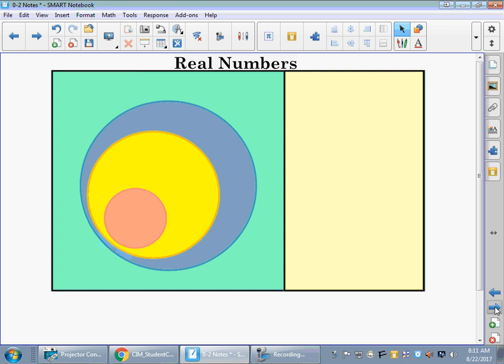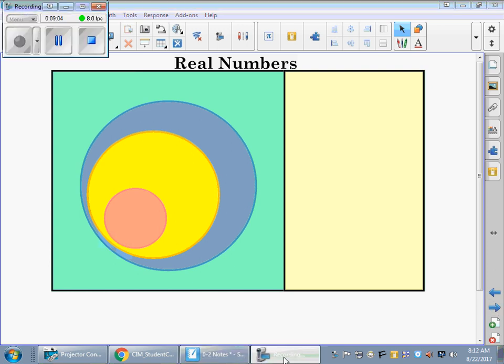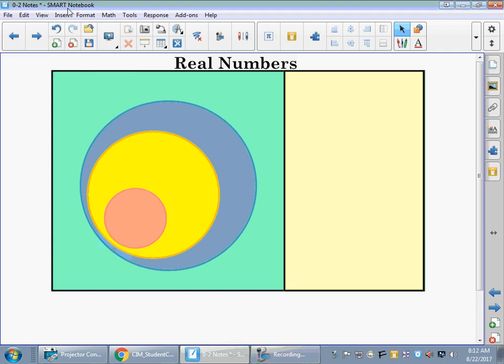So if we want to work through this, the entire rectangle is real numbers. And the real numbers are split up into two different categories. You are either a rational real number, or you are an irrational real number. Now, I want you to understand that both of these go on forever. There's an infinite amount in each.